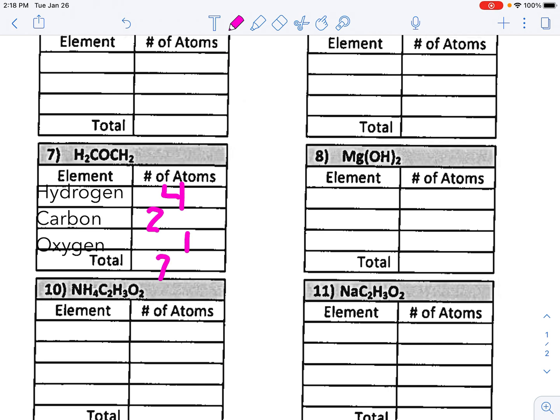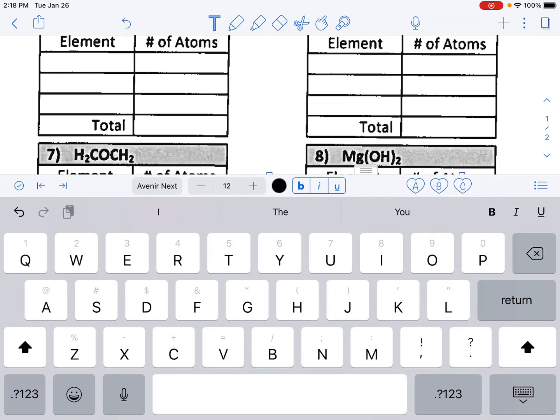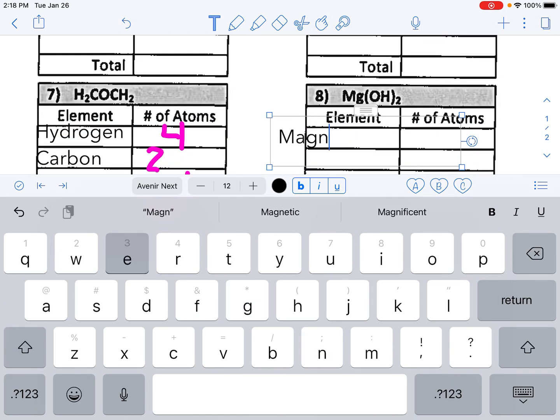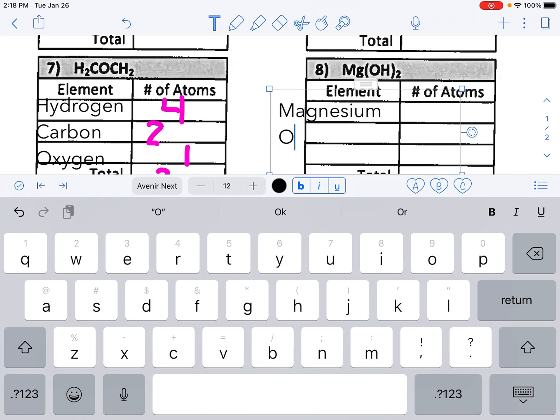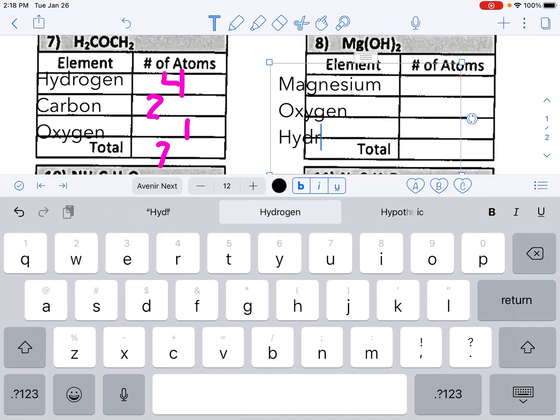The other interesting thing is these parentheses that you can see on number 8. When I look at those parentheses, what that means is that the little subscript that comes after says that I have 2 of everything in there. So I end up multiplying. Let me work through it here. I've got magnesium. Mg is magnesium. And then O is oxygen. And then the H is hydrogen.